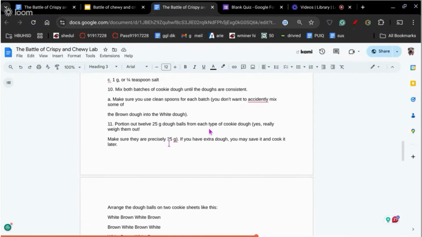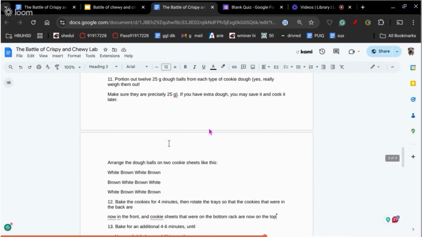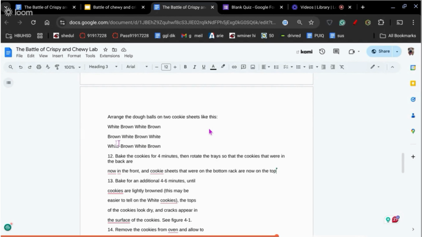Portion out 25-gram dough balls from each type of cookie dough. Yes, really weigh them out. Make sure they're precisely 25 grams. If you have extra dough, you may save it and cook it later. Arrange the dough balls on 2 cookie sheets like this: white, brown, brown, white, white, brown, white, brown.